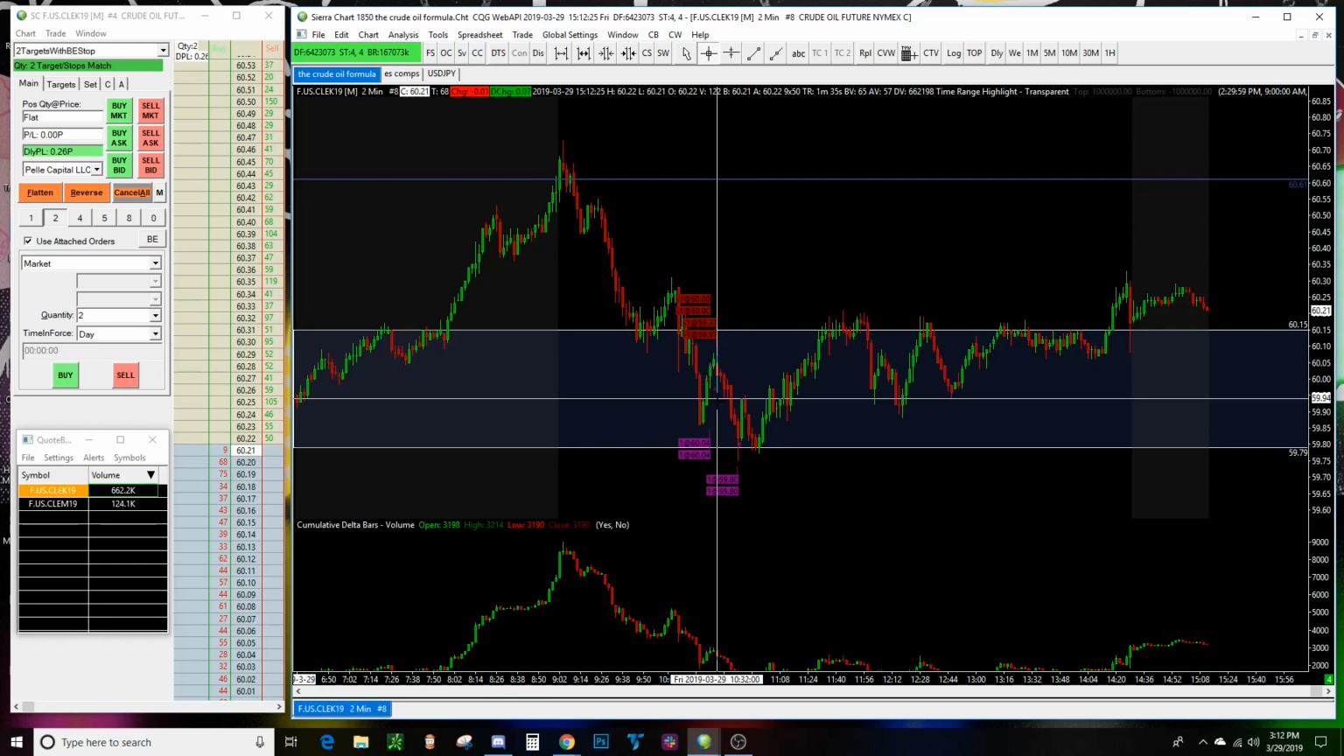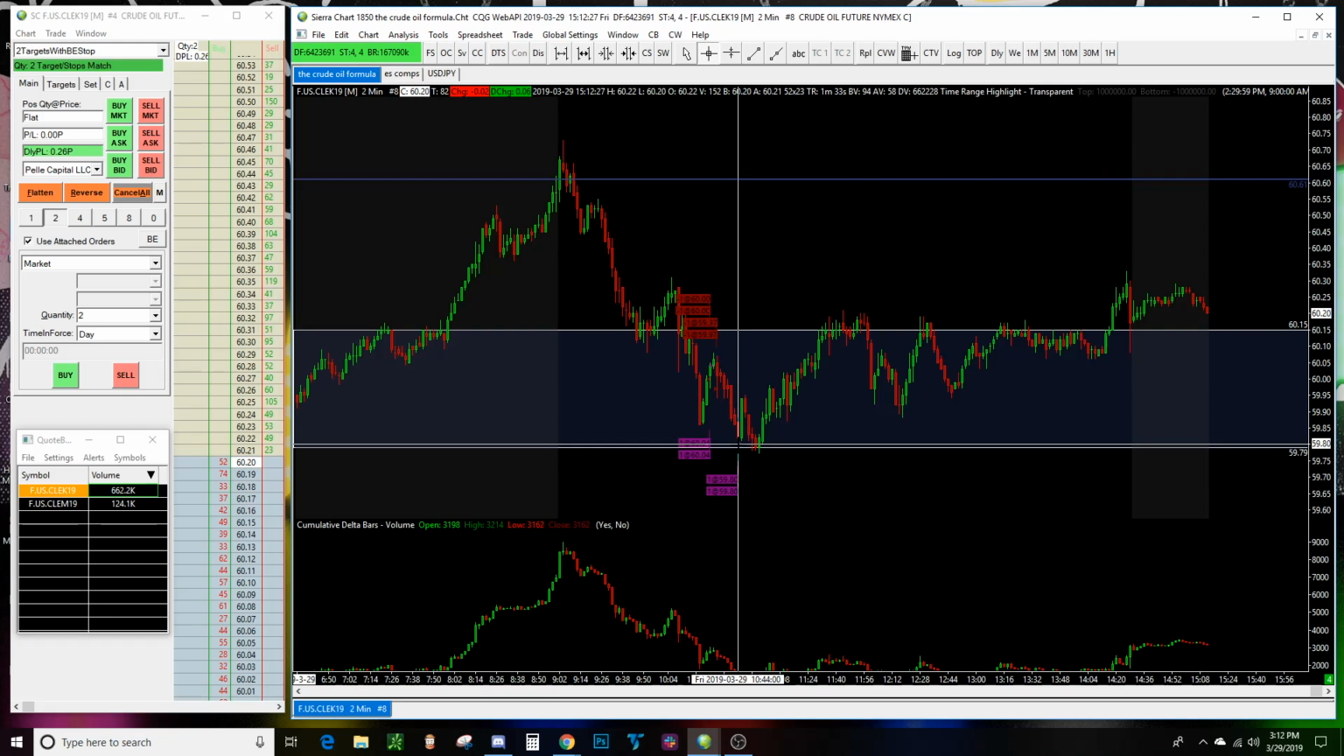I entered around 10:32 and exited around 10:44, 12 minutes. This trade made me 340. So 340 minus 80, 260 for the day, as you can see right here, 260.